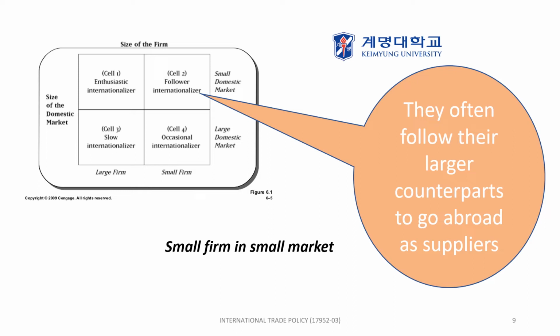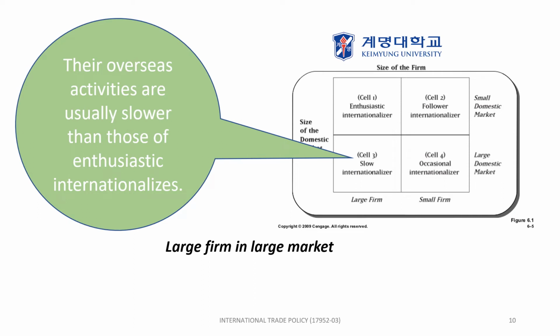A considerable number of small firms from small countries like Austria, Finland, Hong Kong, New Zealand, and Singapore are active overseas. So, the small firm in a small market in another country. In cell number 3, the large firm in a large domestic market is labeled a slow internationalizer because its overseas activities are usually, but not always, slower than those of the enthusiastic internationalizer in cell number 1.